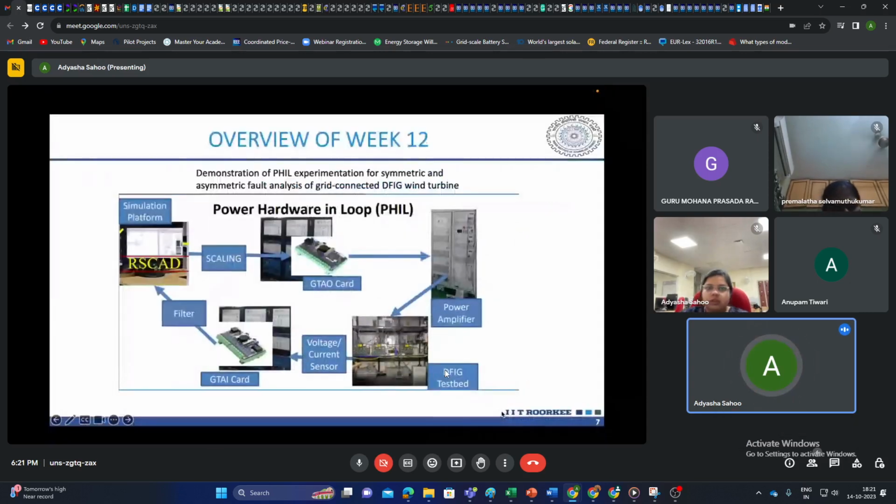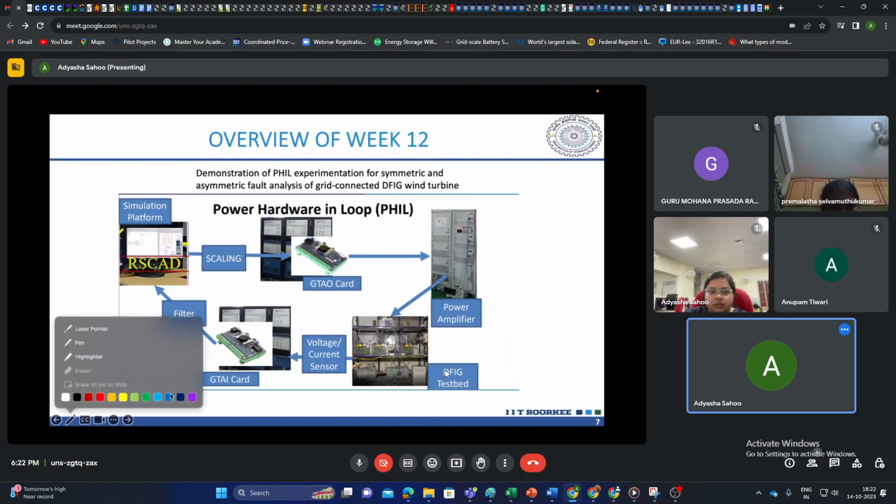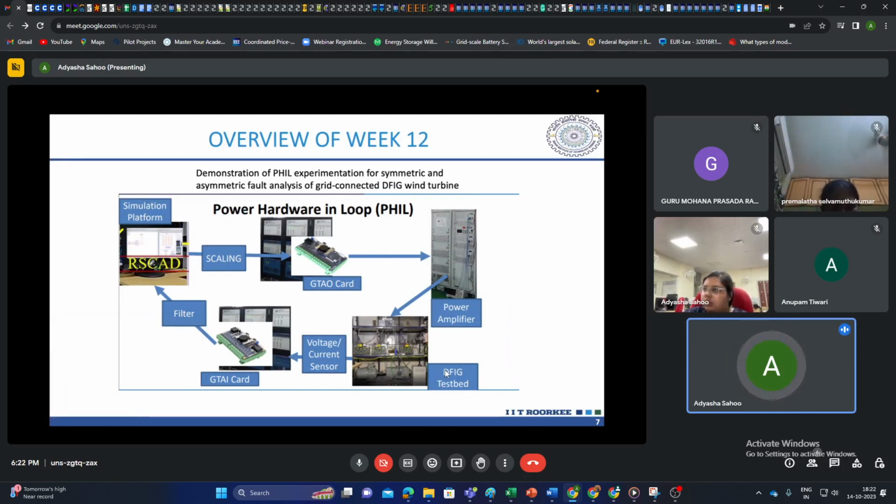Okay, so this was the slide. We were discussing the fault analysis of a grid connected DFIG setup basically. So here the simulations are being done in the RSCAD platform basically, and due to the different power ratings of these devices, we need to scale up or down accordingly. Here first we scale down for the GTAO card, and this is fed into the power amplifier.